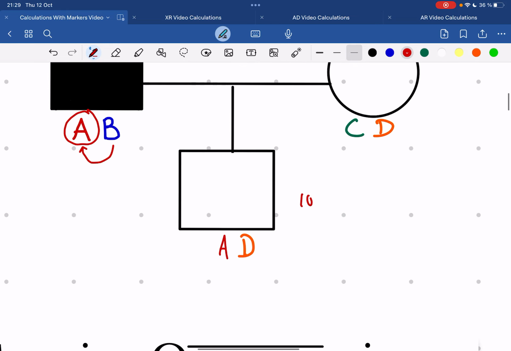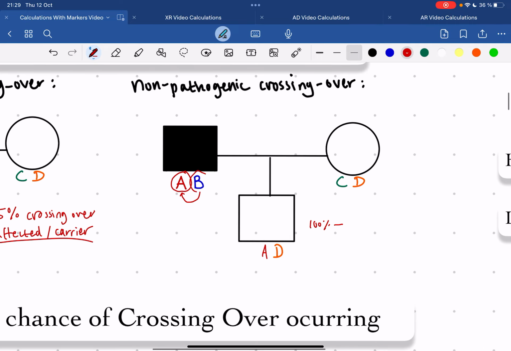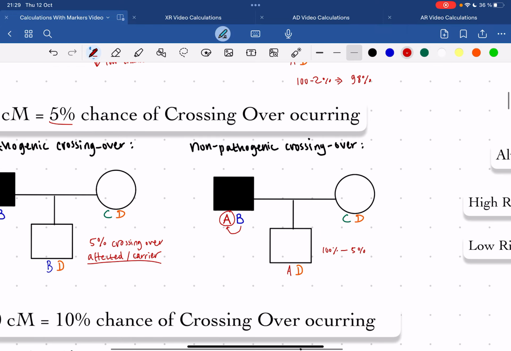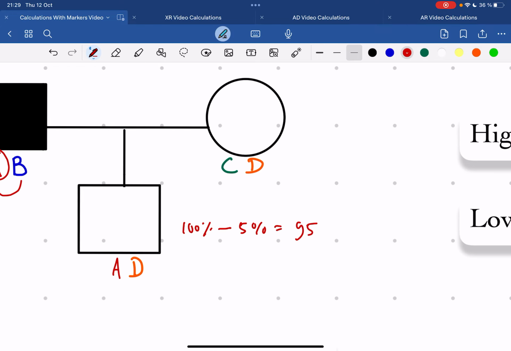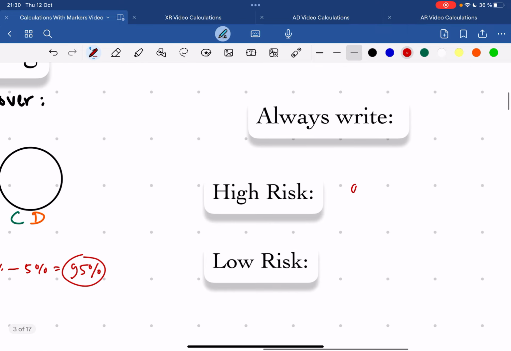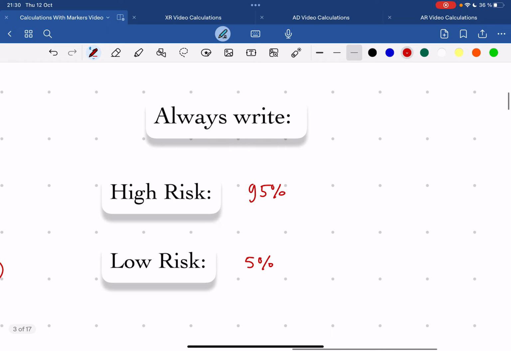Therefore, even though we can assume that there is a 100% chance, we always have to take 100 minus the chance that the A is actually a B undercover. So minus 5% because we have 5 centimorgans. That is equal to 95%. So here we will have to write the high risk as 95%, while the low risk is 5%. And if we divide it into fractions, it would be 1 in 20 here, and then 19 in 20.